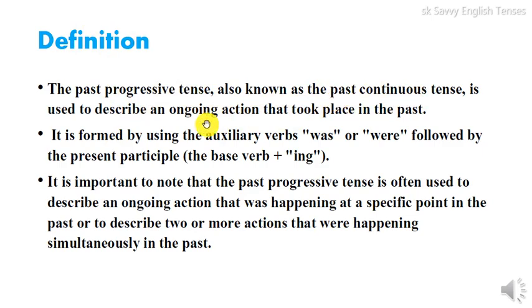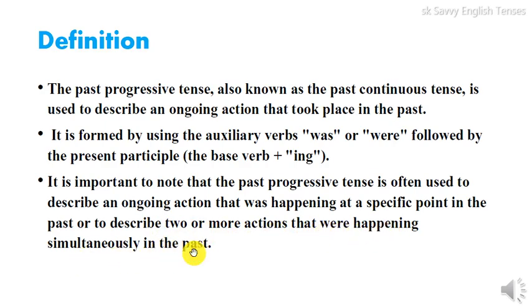It is formed by using the auxiliary verb was or were followed by the present participle, the base verb plus ing. Okay, it is important to note that the past progressive tense is often used to describe an ongoing action that was happening at a specific point in the past, or to describe two or more actions that were happening simultaneously in the past.